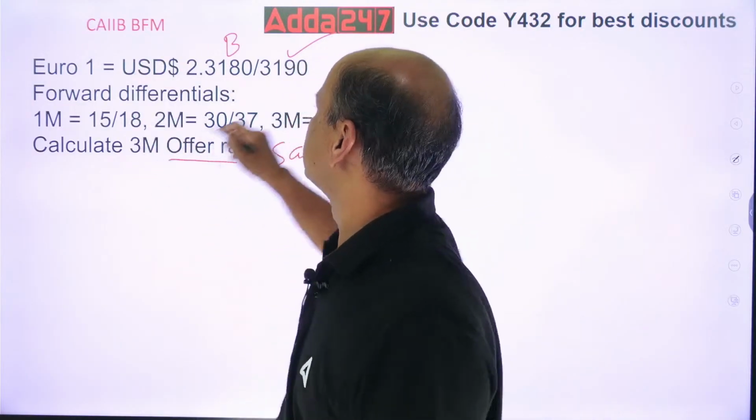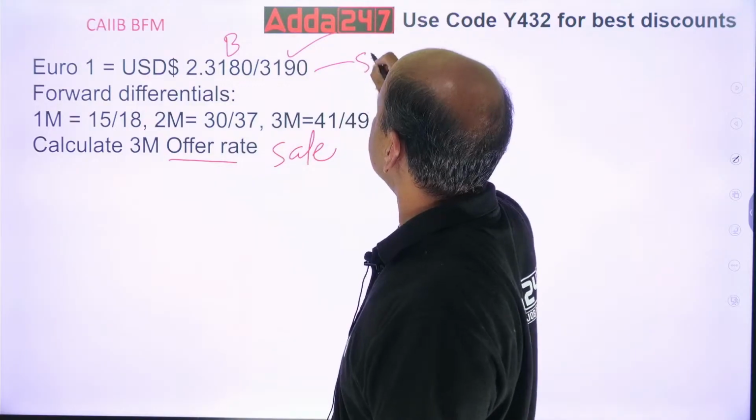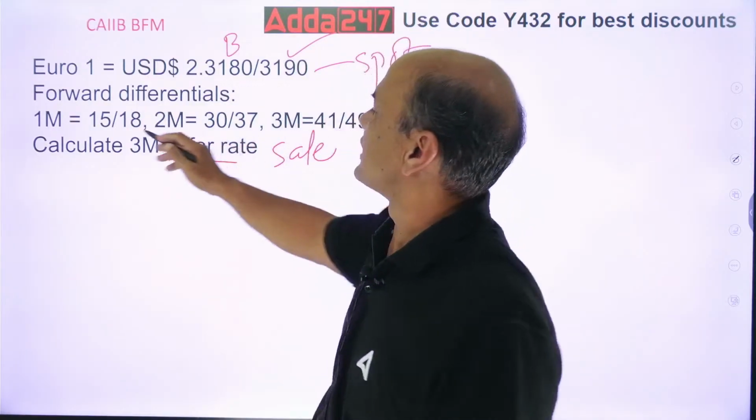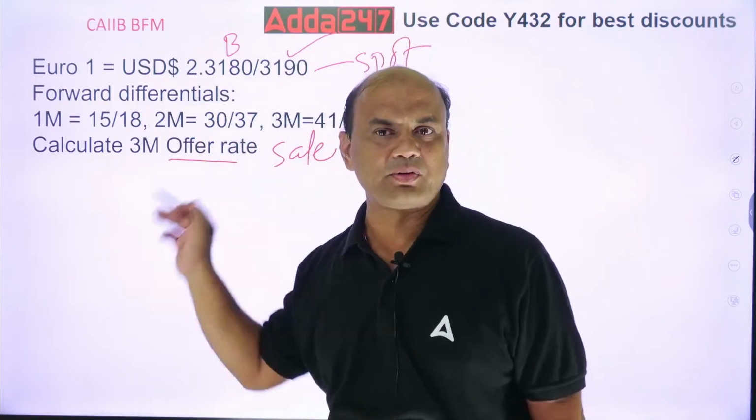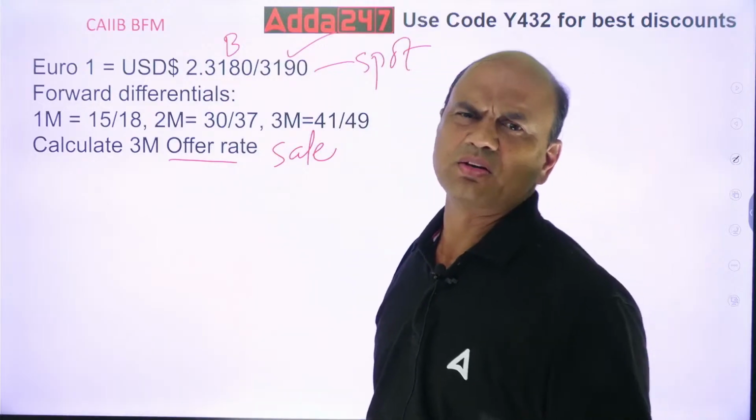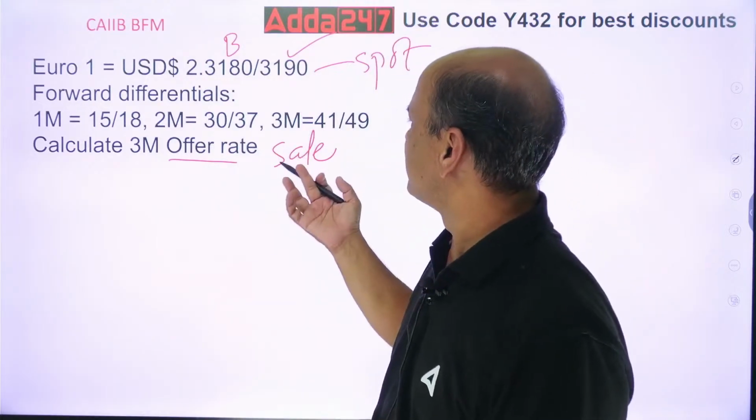Spot is given. This is called the spot, and these are all forward differentials. Now, if you check the forward differentials, these are all in premium or discount.